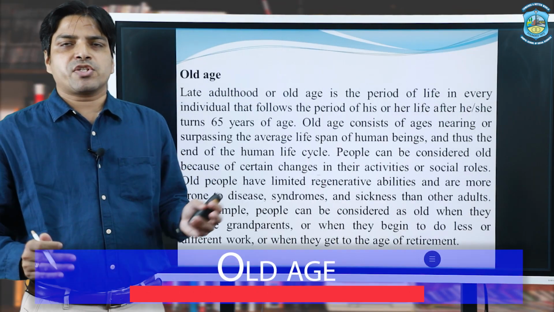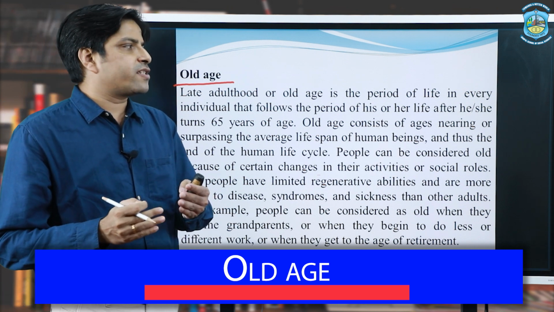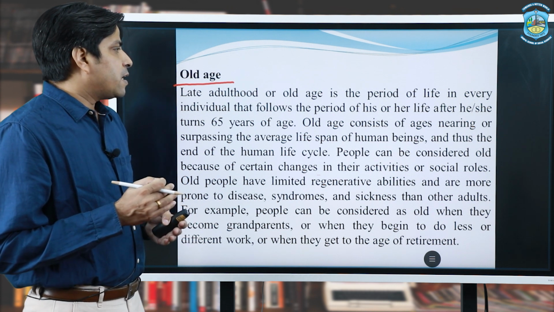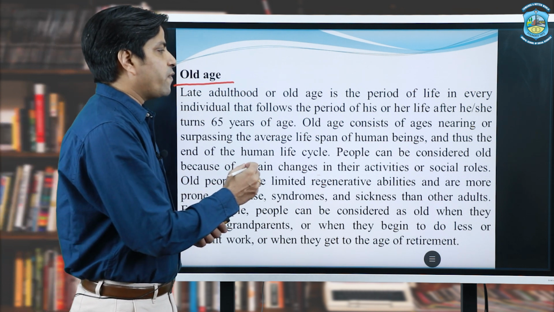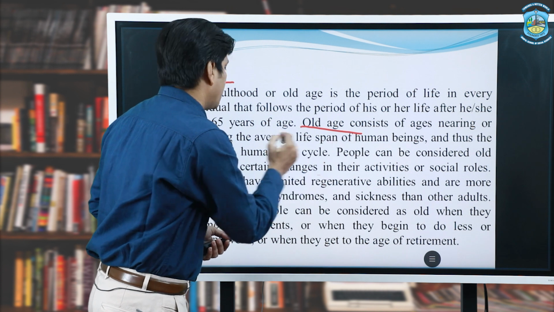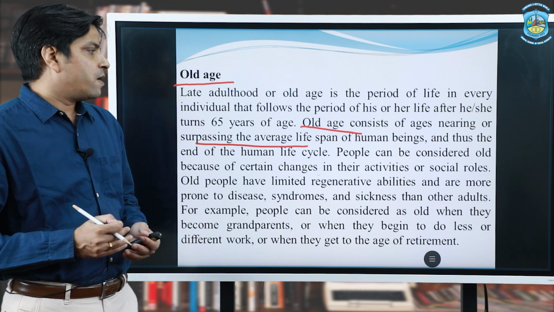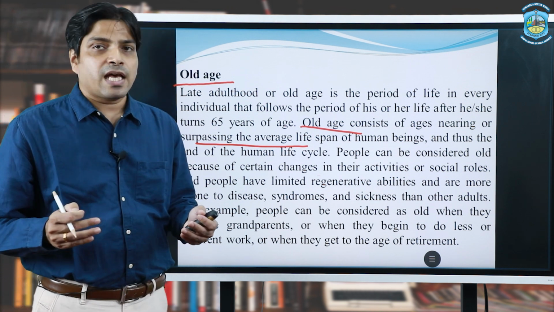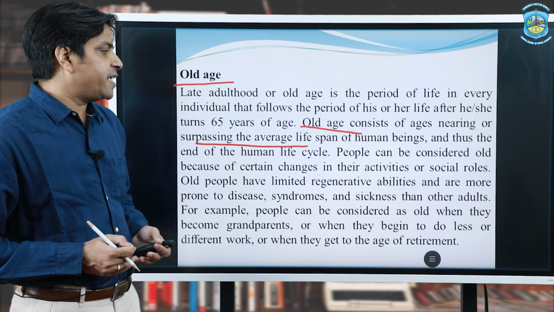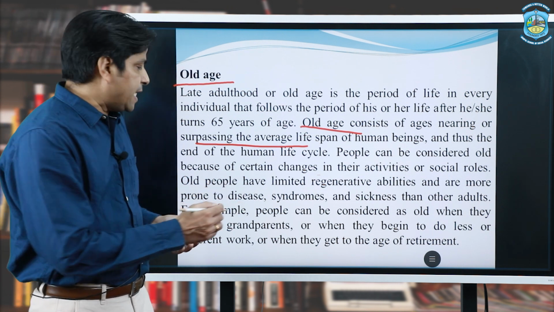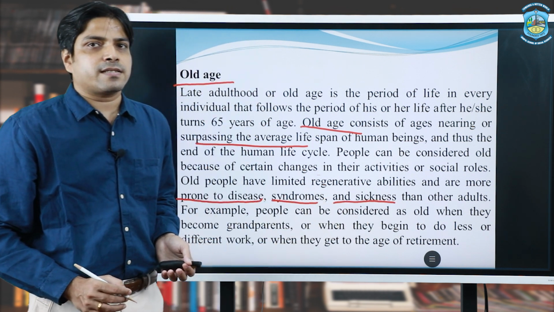Now comes the last stage, that is old age. It is a period of life in every individual that follows the earlier periods of his or her life. When he or she turns around 65 years of age, it consists of ages nearing or surpassing the average lifespan of human beings, and thus the end of the human life cycle. People can be considered old because of certain changes in their activities or social roles. Old people have limited regenerative abilities and are more prone to disease, syndromes, and sickness than other adults.